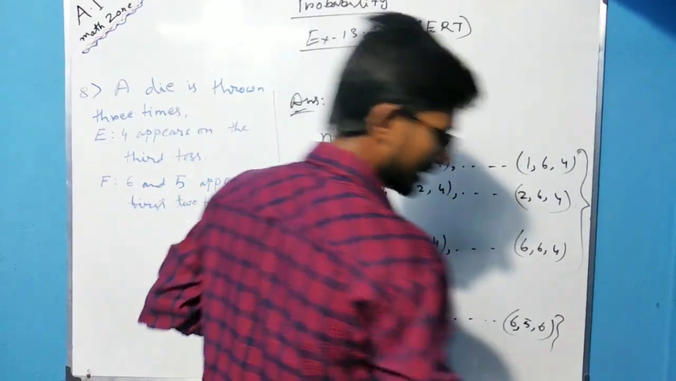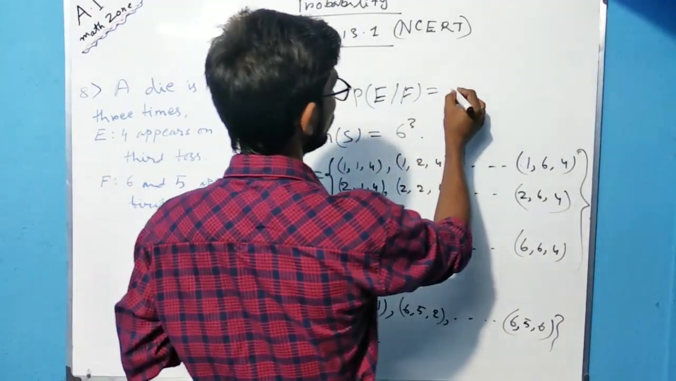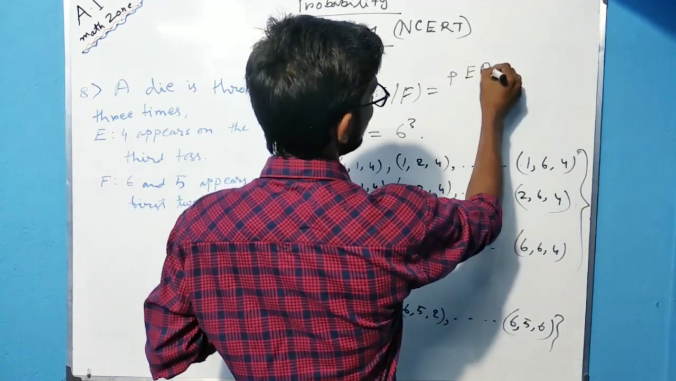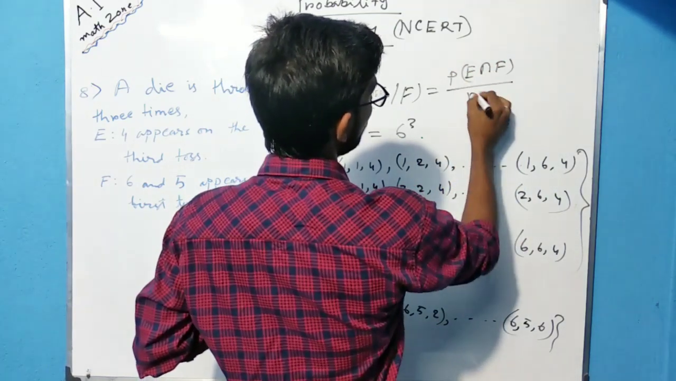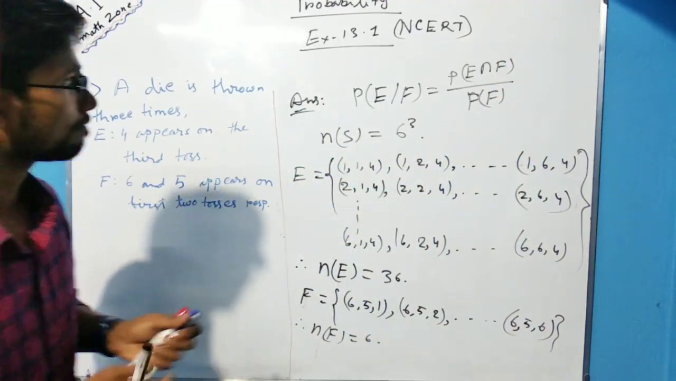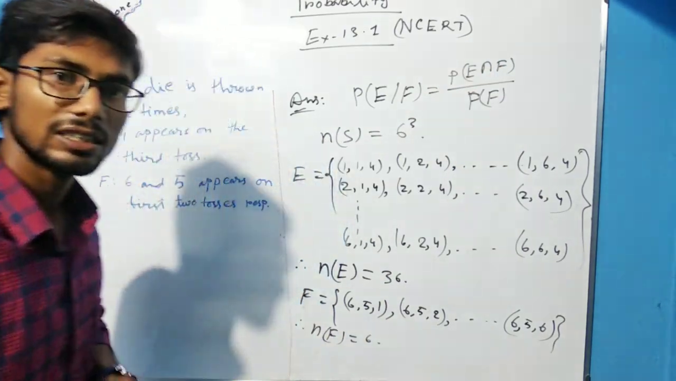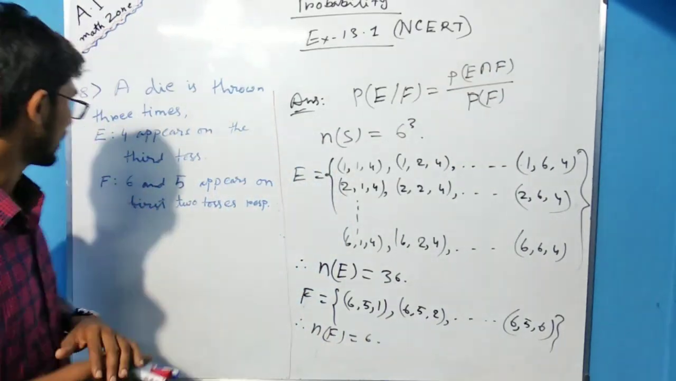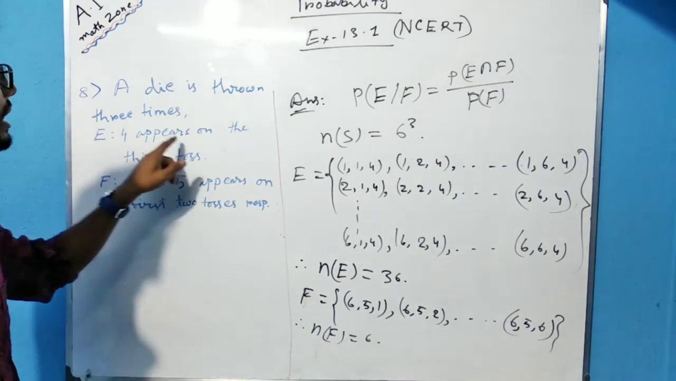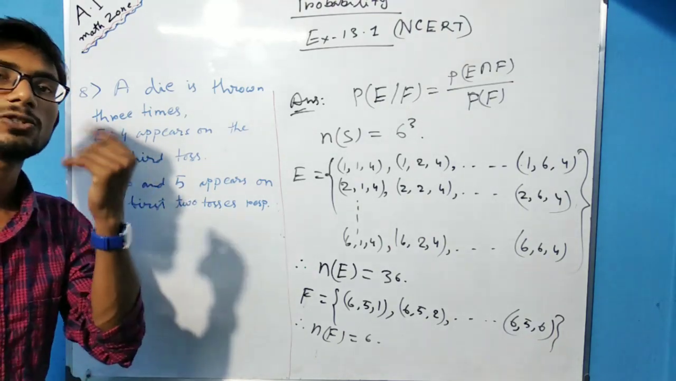Now E given F is equal to the probability of E intersection F divided by the probability of F. Now tell me, what will be in the intersection? What does intersection mean? Fulfilling both together. So when you are taking the intersection, that means 4 will appear on the third toss and 6 and 5 will appear in the first two tosses.